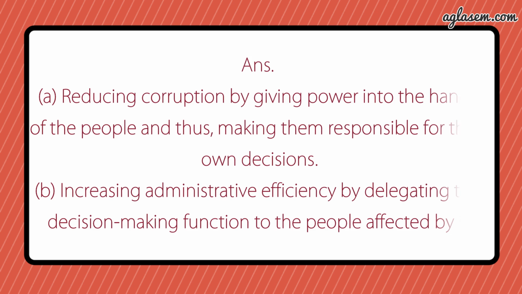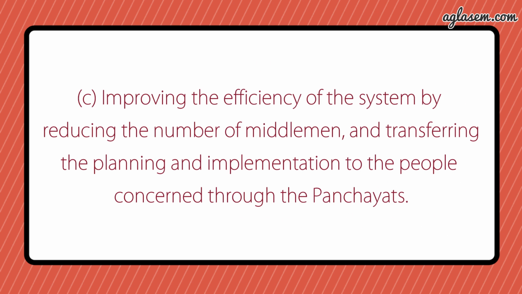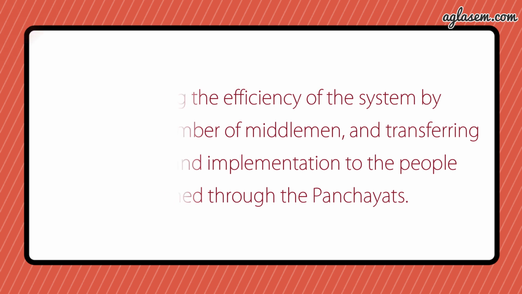Answer is, first, reducing corruption by giving power in the hands of the people and thus making them responsible for their own decisions. Second, increasing administrative efficiency by delegating the decision-making function to the people affected by it. And the last, third point is improving the efficiency of the system by reducing the number of middlemen and transferring the planning and implementation to the people concerned through the panchayats.